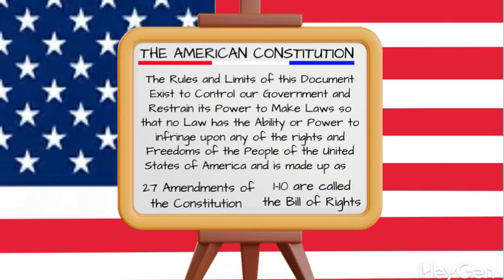The American Constitution. The rules and limits of this document exist to control our government and restrain its power to make laws, so that no law has the ability or power to infringe upon any of the rights and freedoms of the people of the United States of America, and is made up of 27 amendments of the Constitution. 1 through 10 are called the Bill of Rights.